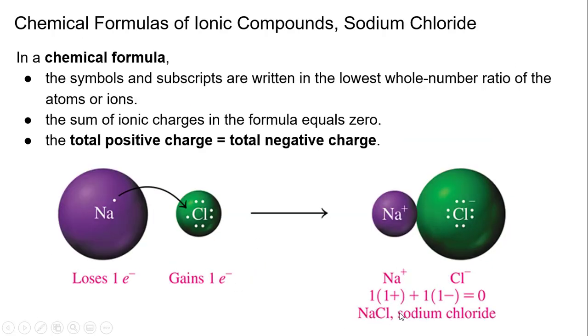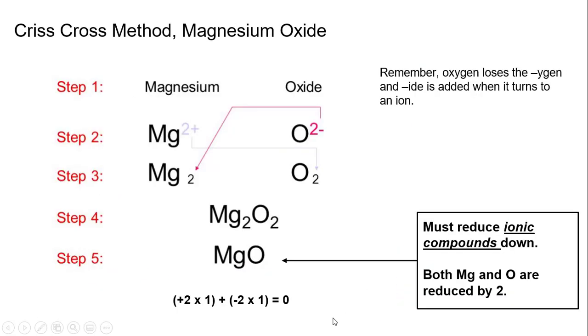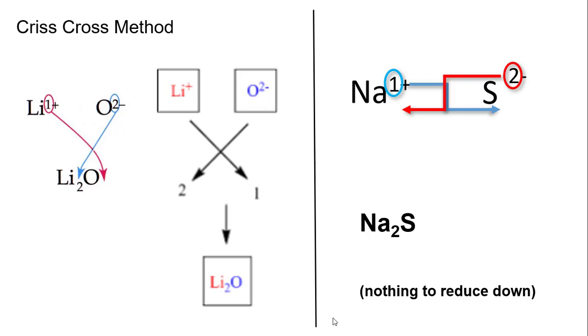So you don't even think about it. There is no crisscross. It's just 1 and 1. But when you have either the metal or the non-metal that has more than a 1 charge, you have to account for it. So here are some others.